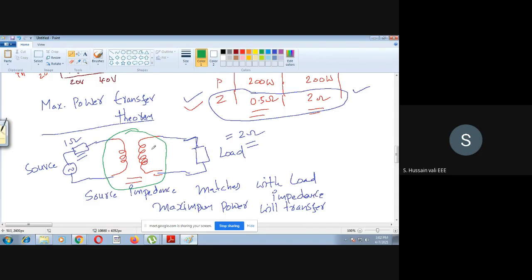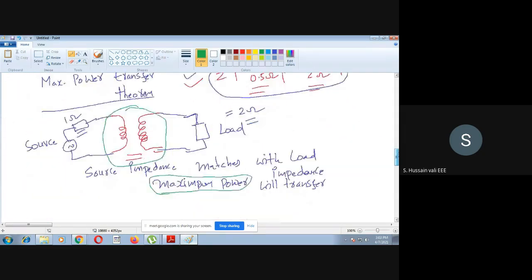So when both impedances are the same, when you transfer from the primary side to the secondary side or the secondary side to the primary side, then the source impedance is equal to the load impedance. So maximum power will be transferred. This is the second advantage. What is the second advantage? That it can match impedance. Which impedance will it match? It will match the impedance between source and load.